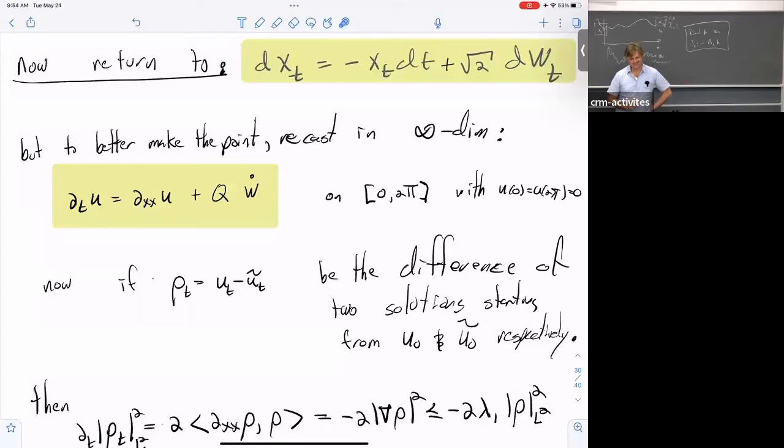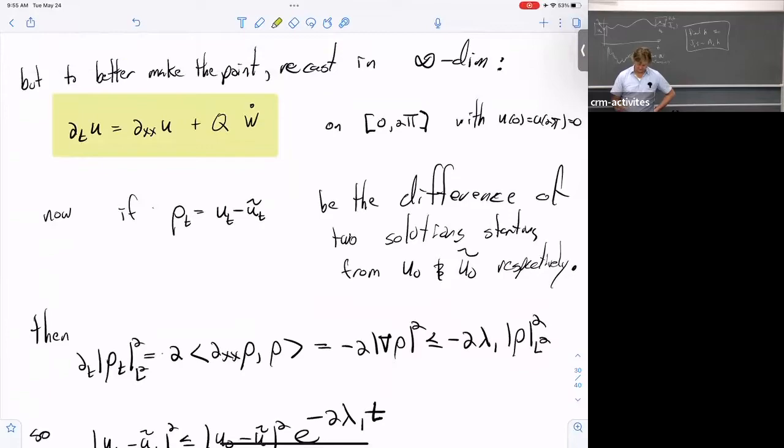All right, so now let's go back to the beginning, to this simple example. Just to make my point, let me write an infinite dimensional version of that, the heat equation, on the interval with zero boundary conditions, Dirichlet boundary conditions. Now let's do something simple. Let's take two different initial conditions, u and u tilde, and let's write rho as the difference between them, and subtract the equations.